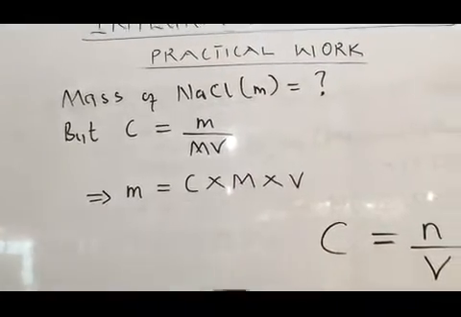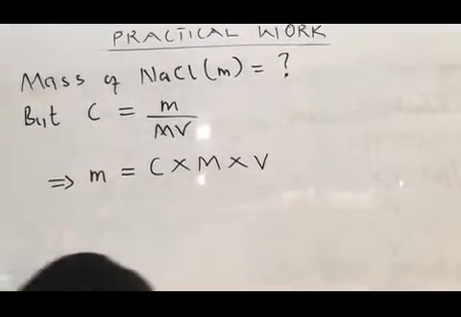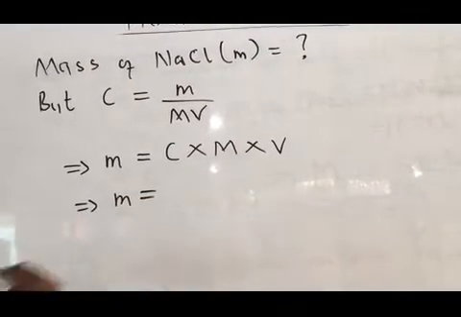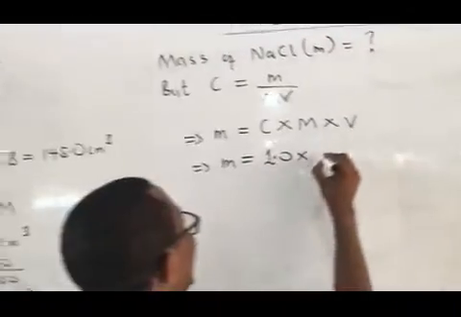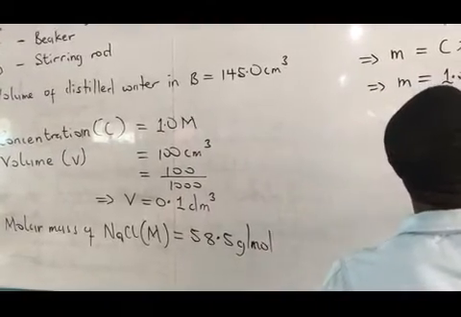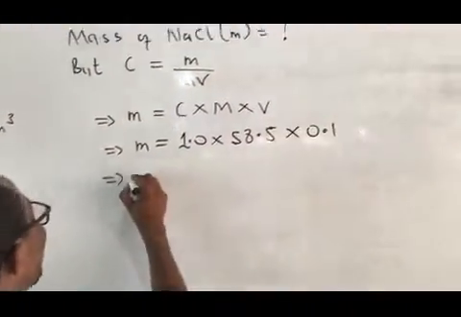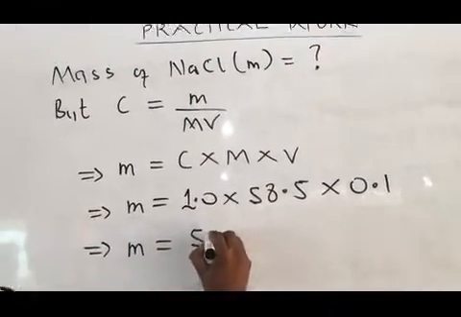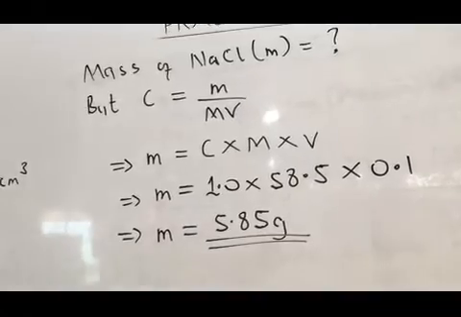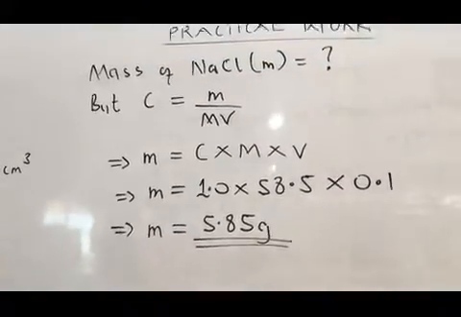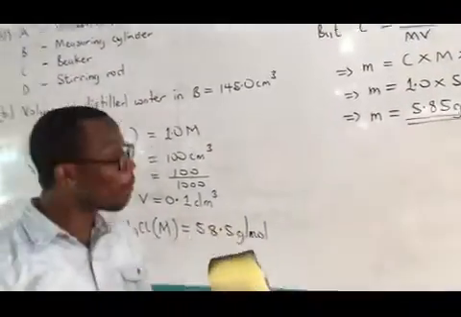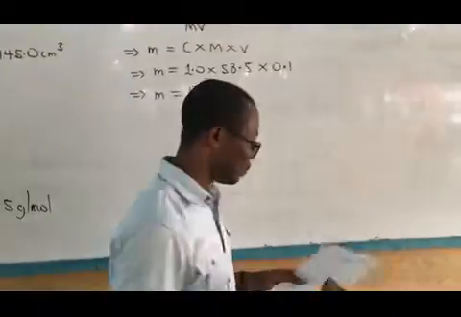Okay. So we continue by substituting the values. We have the C giving us 1.0, so that is 1.0. The molar mass as 58.5, and the volume as 0.1. If you multiply this, that should give you 5.85 grams. Okay, so from here it implies that the mass of the sodium chloride in C is equal to 5.85 grams.